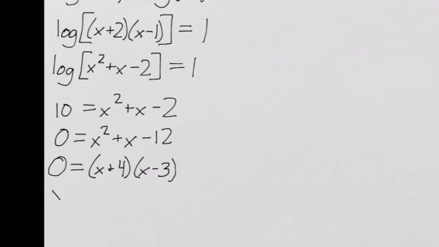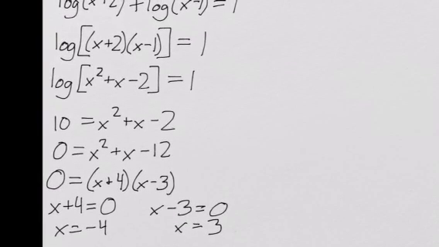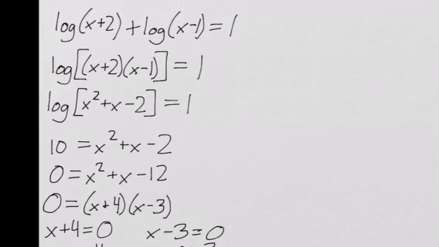So we'll set each of these equal to 0 and solve. Here we get x equals negative 4. And here we get x equals 3. Now you may think that we're done at this point. But that's not the case. We have to actually check our answers here, because sometimes in a situation like this, you'll get an extraneous answer.